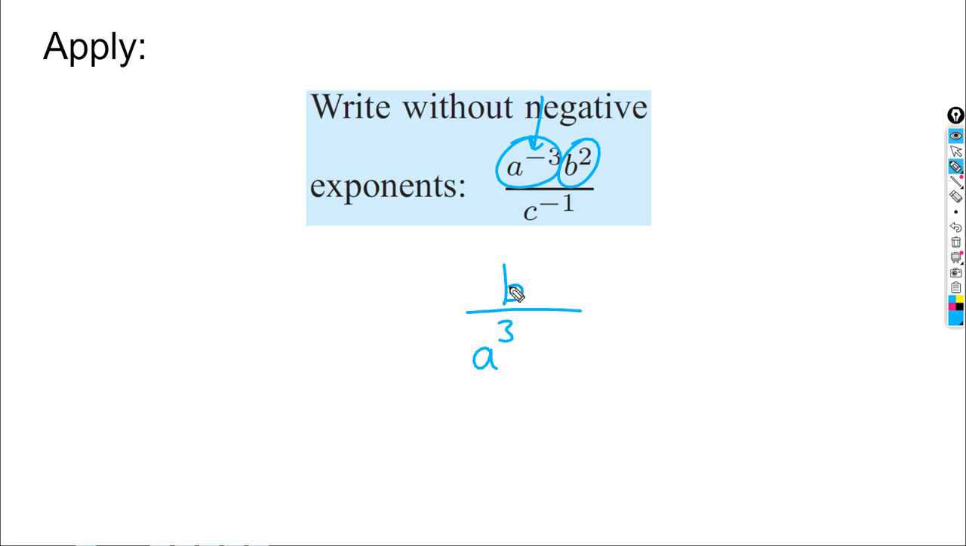C to the -1. Well, this one's negative, but it's already in the denominator. So again, we're going to flip it, do the opposite, the reciprocal, and put it in the numerator. And I'm not going to write a +1 because a +1 is already implied, since there's just a single c there. Also, you'll notice that I wrote everything in alphabetical order. So I have the b squared followed by the c, and then the a cubed is in the denominator.